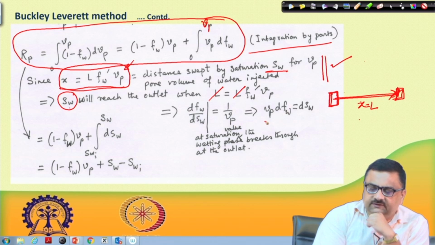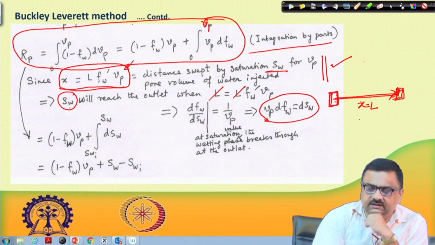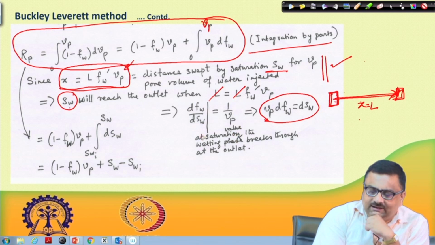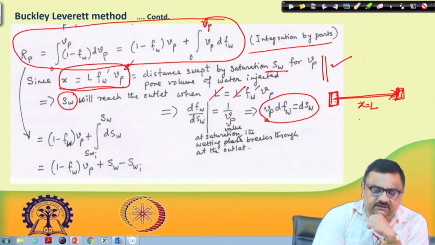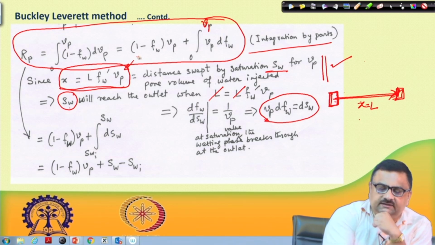Or in other words, Vp dFw is equal to dSw. So, one can show from this expression that when this saturation front breaks through at the outlet, dFw/dSw at that saturation value is equal to 1 by Vp. This is one thing we must keep in mind. Further, we note that Rp is equal to this expression.